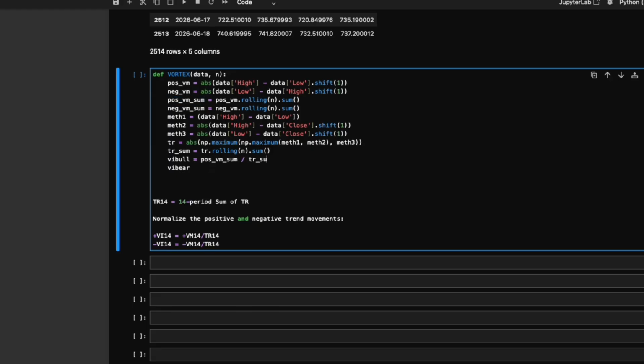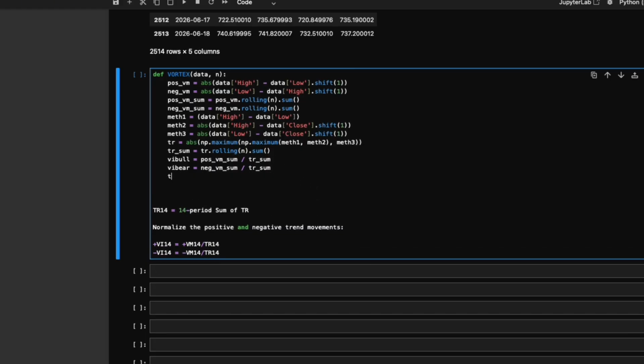And I'll just copy that. And then for the bearish, it is the negative vortex movement sum that we calculated above divided by the sum of the true range here. And then all we want to return from our function is vi bull and vi bear. So those are our two lines that we want to return from it.